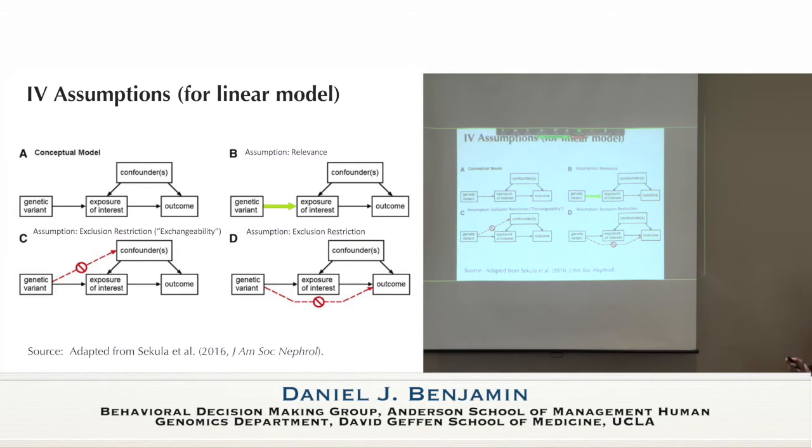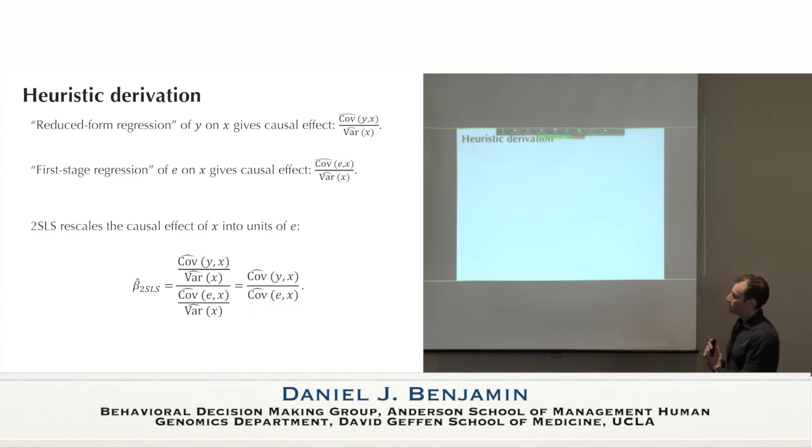OK, so here's a heuristic derivation of the two-stage least squares estimator. Even though we're interested in the effect of the exposure on the outcome, we can imagine running a regression of the outcome on the instrument itself. We call that the reduced form regression. And under our assumptions, that's going to give us a causal effect, because the instrument is as good as randomly assigned.